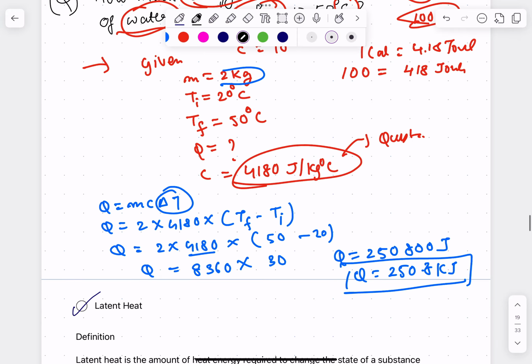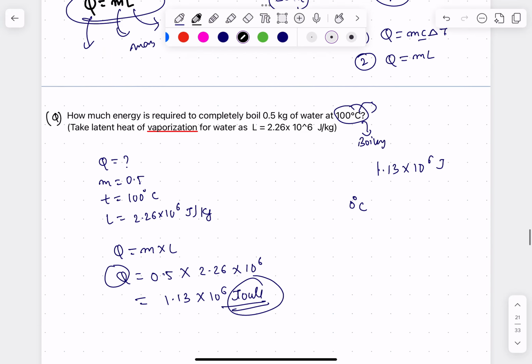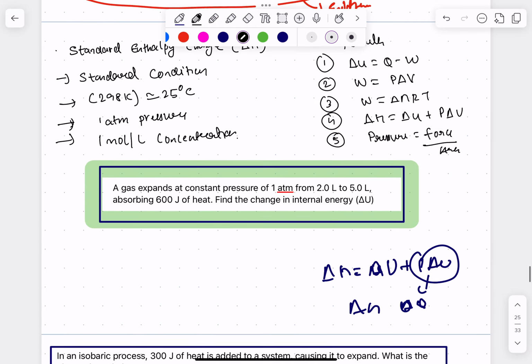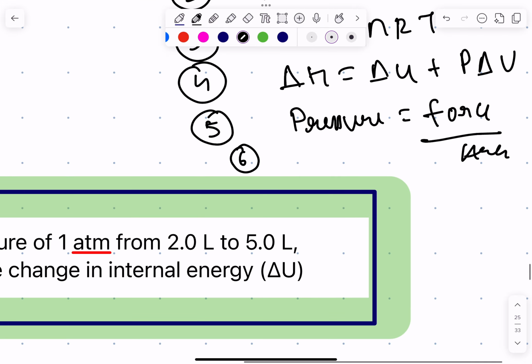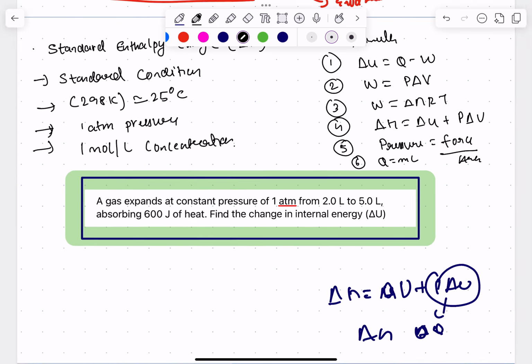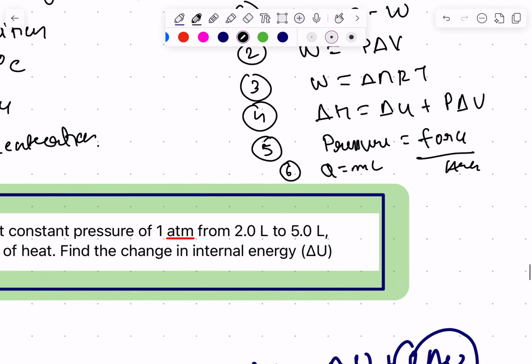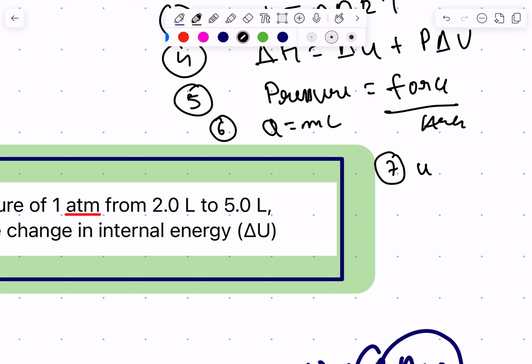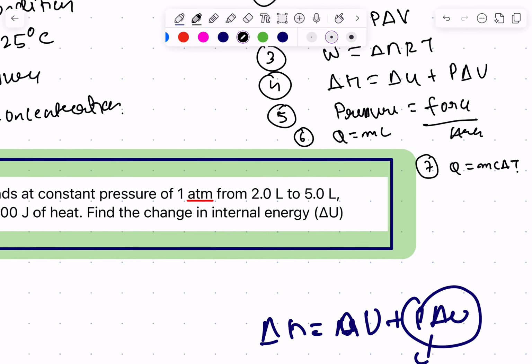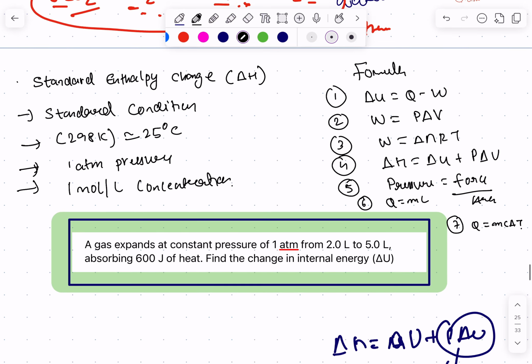And what else we studied? What are the formulas there? Yeah, we studied Q is equals to ML. That's all. Any other formula which I'm missing until now we have discussed? Yes, Q is equals to mc delta T. Okay. Yeah, specific heat capacity. Of course, it is important. That's all.